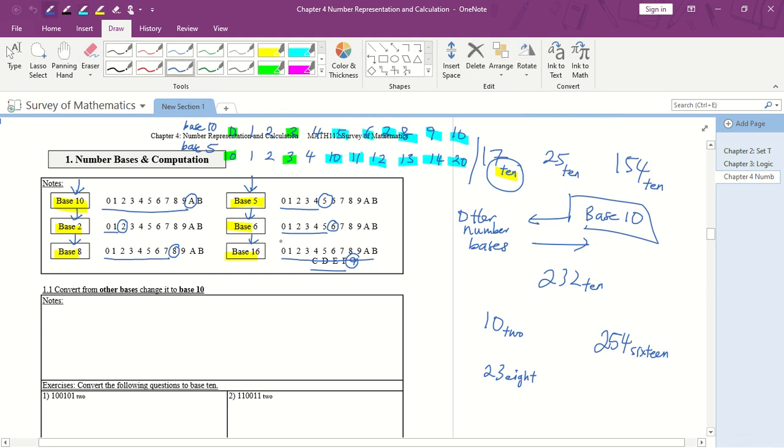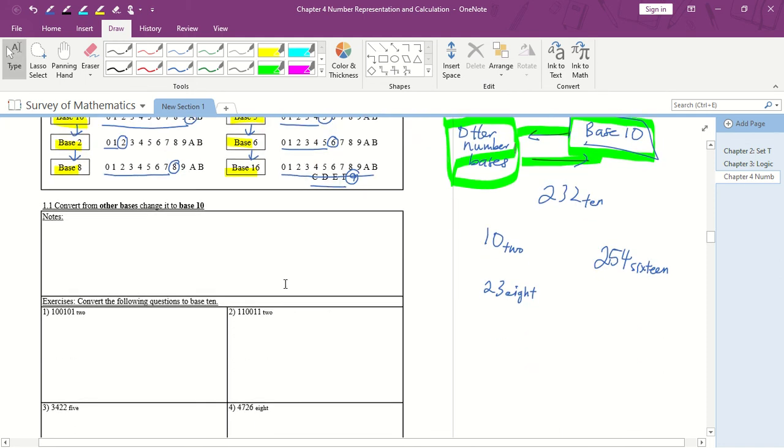I try to divide it into two main things. Other bases, of course, other number bases, which means 2, 8, 5, 6, 16, and base 10, the main number system that we use. So we first learn how to convert from other number bases to base 10, then we learn how to convert from base 10 back to other number bases. Okay, so now the question is how to convert from other bases to base 10?